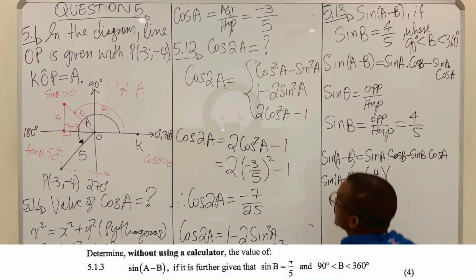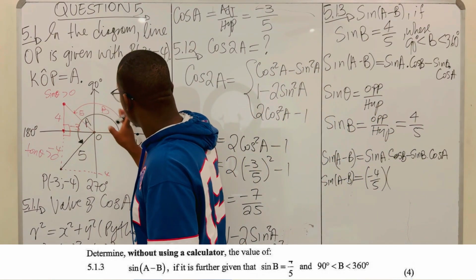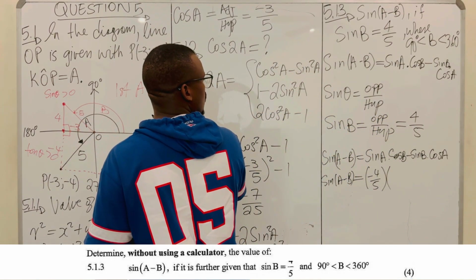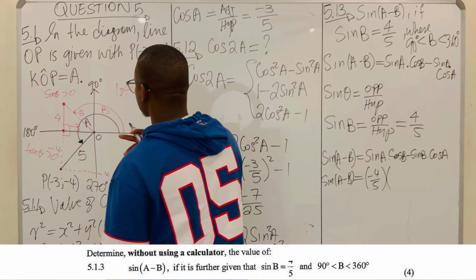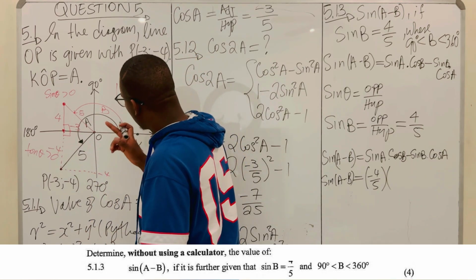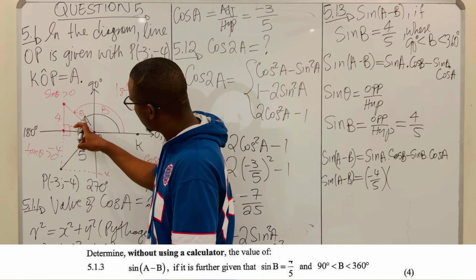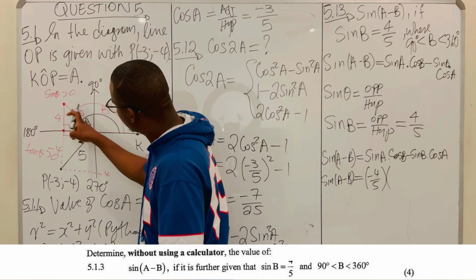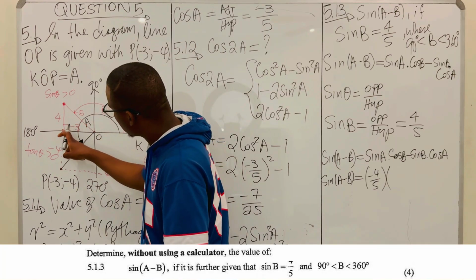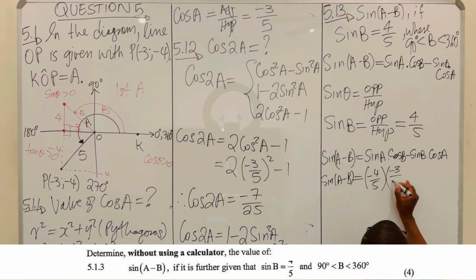What is your cos B? Come and look at cos B here. This is our B. Our cos B is equal to adjacent over hypotenuse, which is minus 3 over 5. On this triangle, this is your adjacent and that is your hypotenuse. So it's minus 3 over 5, minus what? Sine B.